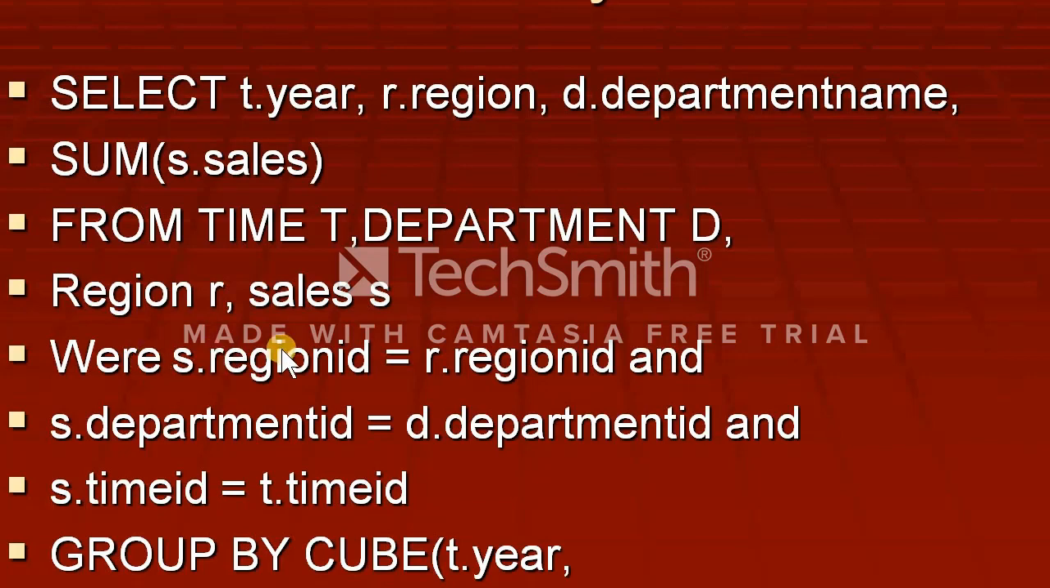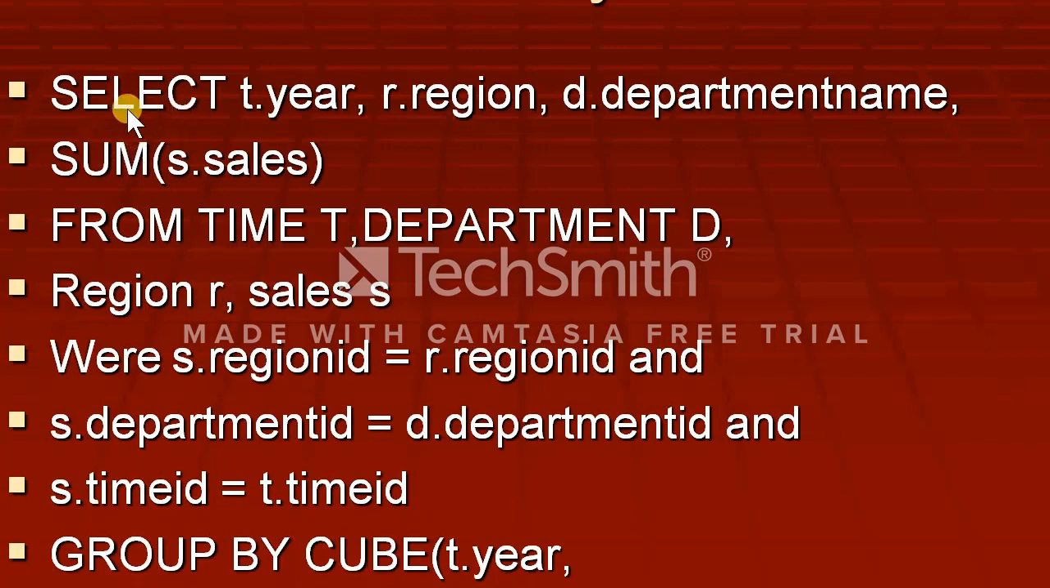We discussed in joins that when we have more than 2 tables, say we have n tables in our from clause, we need n minus 1 join conditions to get the accurate join result. So in this case S is for sales, so S dot region ID, which is a foreign key inside sales, is equal to R dot region ID, and S dot department ID, which is the sales department ID, is equal to D dot department ID. And similarly for time we have a join condition. Now let's go to the select statement.